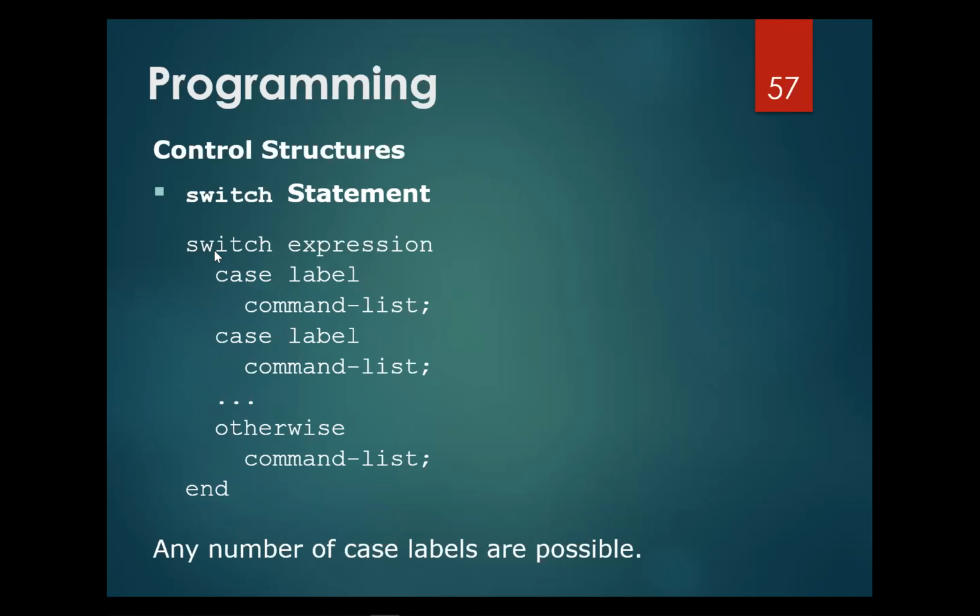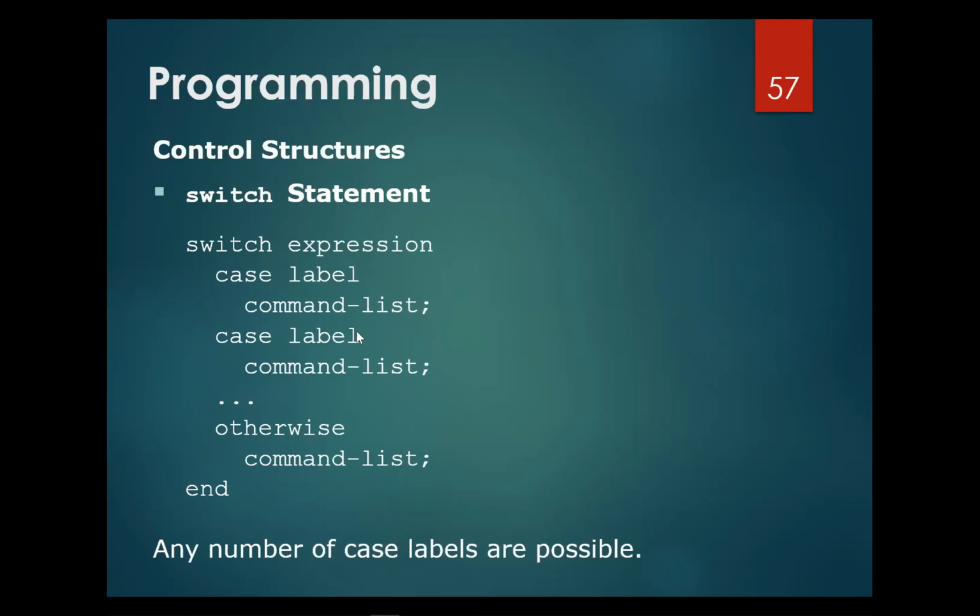So we have switch expression. The expression is what you are going to test. So case, the label. If, for example, you can say switch mark. So mark is what we are going to test. So I can say that mark is greater than 50. If mark is greater than 50, what should be executed? Whatever command list. So whatever is here is executed.